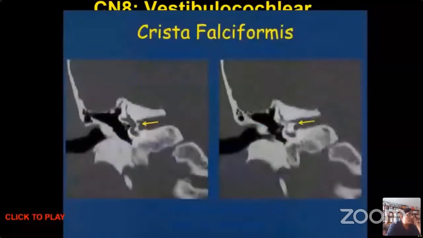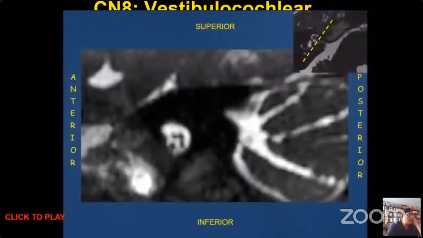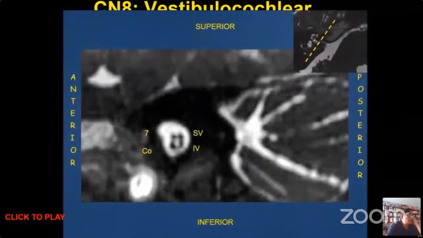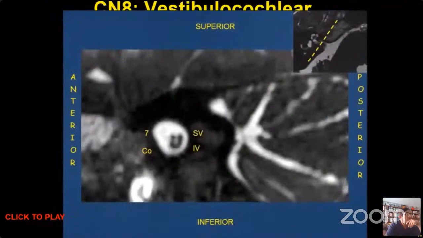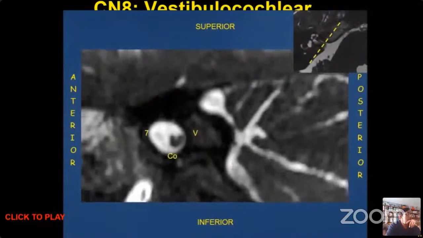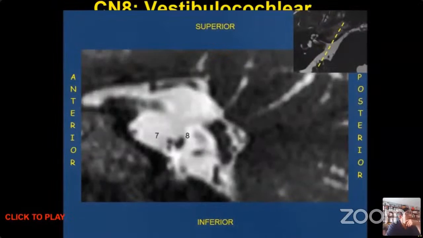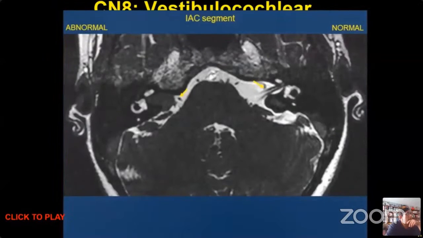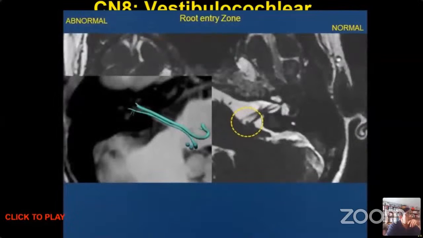Our famous 7-up, Coke down, that's the crista galli. And here in that segment, you can see the 7, the cochlear, the SV and the IV, the superior and the inferior. And there you can see the vestibulocochlear nerve in all its glory. And that's, of course, the 7th cranial nerve, the facial nerve, and this is the vestibulocochlear nerve.